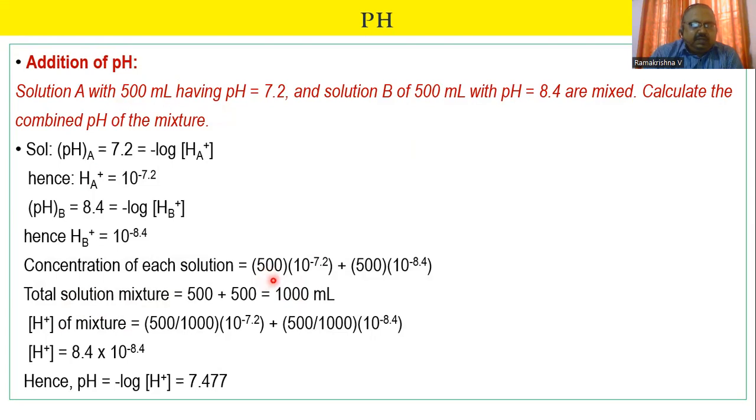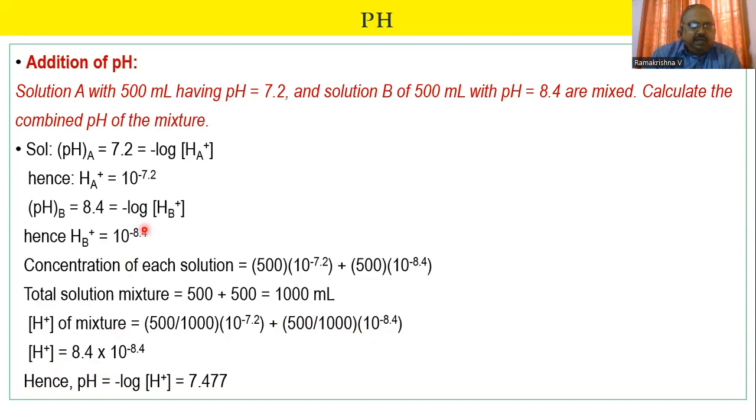So the concentrations of each solution are 500 times 10 to the power of minus 7.2 and 500 times 10 to the power of minus 8.4. So H plus of the mixture is the volume of this sample divided by total volume, times HA plus. Similarly, 500 by 1000, the volume of the second sample by total volume, times HB plus. So you calculate and then get H plus.